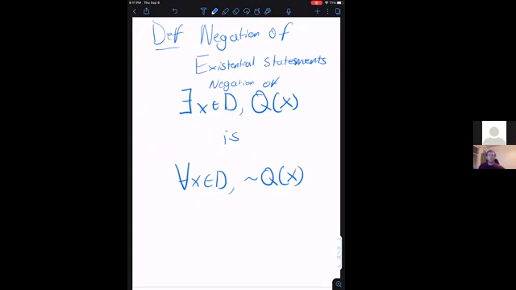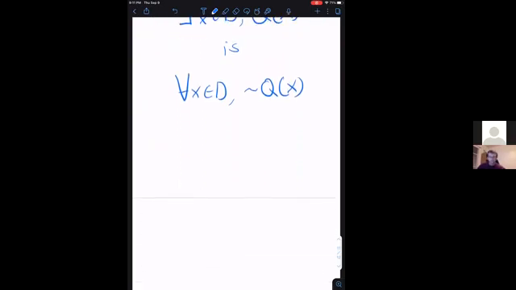So let's say, negate. Okay. Negate for all P element of the prime numbers, P is odd. Okay, I want to negate this.